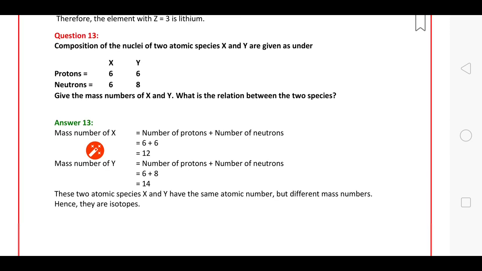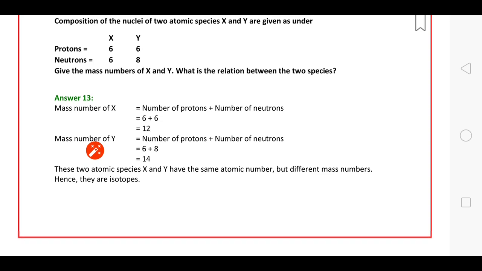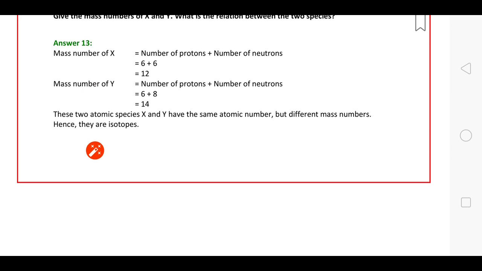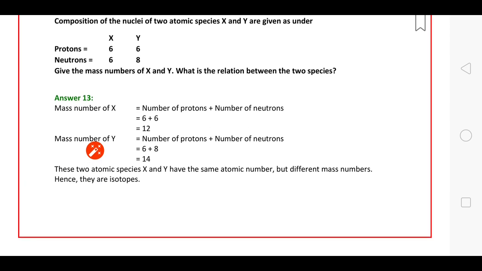Next question is, composition of the nuclei of two atomic species X and Y are given as under. In X there are 6 protons and 6 neutrons. In Y 6 protons and 8 neutrons. Give the mass number of X and Y. What is the relation between the two species? Mass number of X, number of protons plus number of neutrons, is 12, and mass number of Y is equal to 14. These two atomic species X and Y have the same atomic number but different mass number. That means they are isotopes.